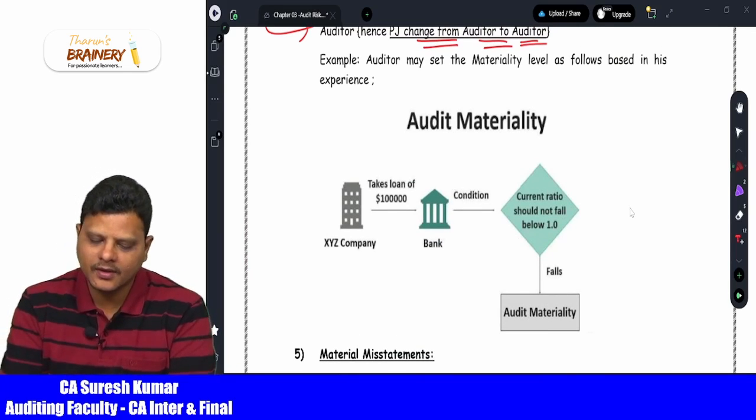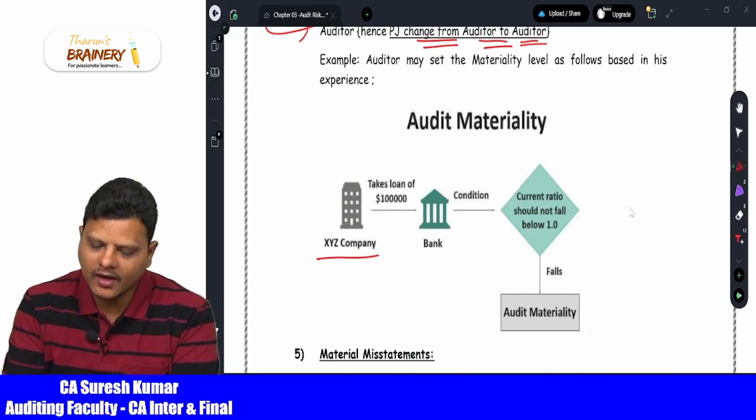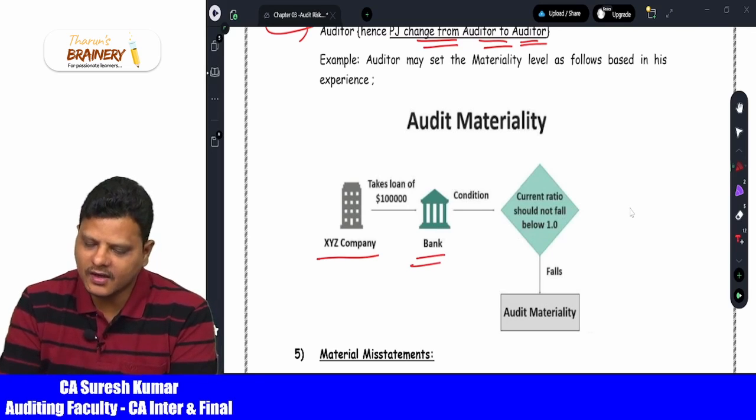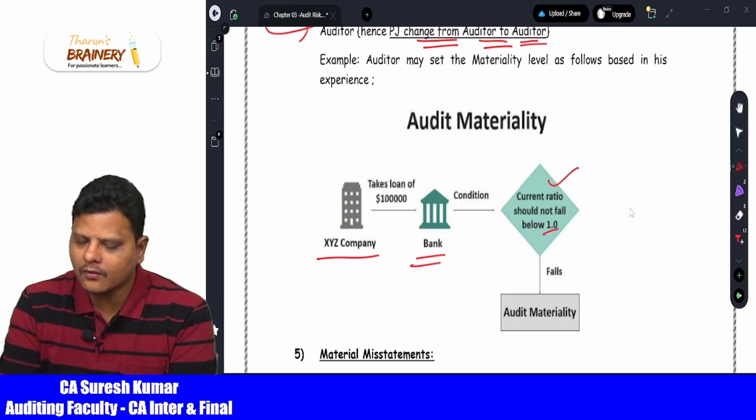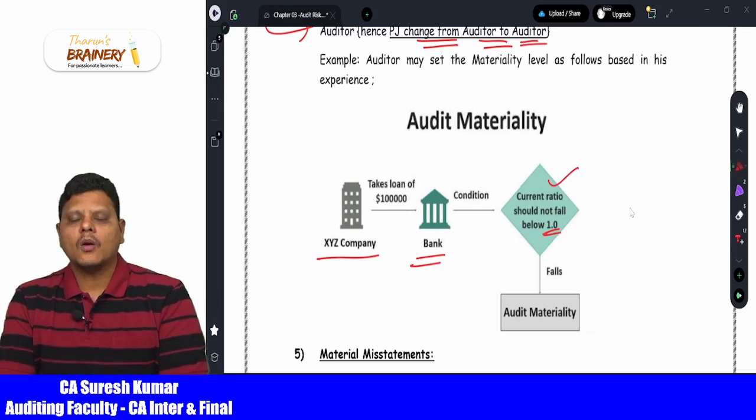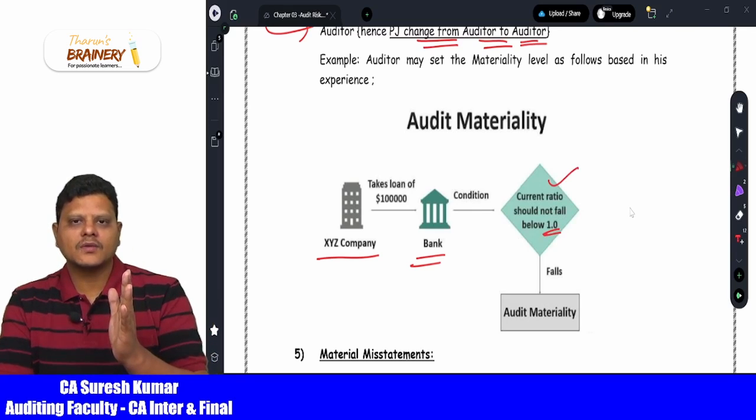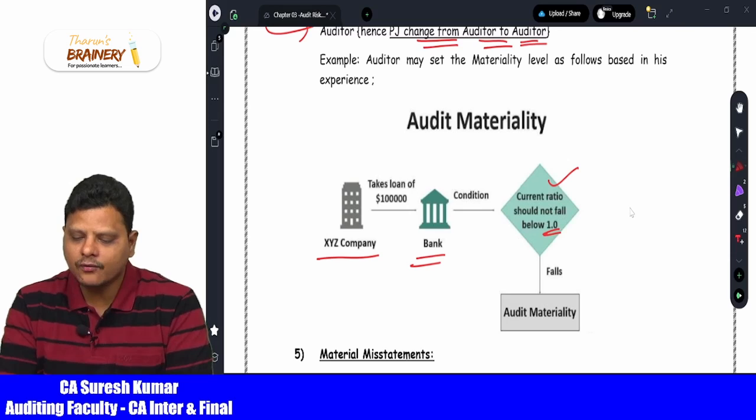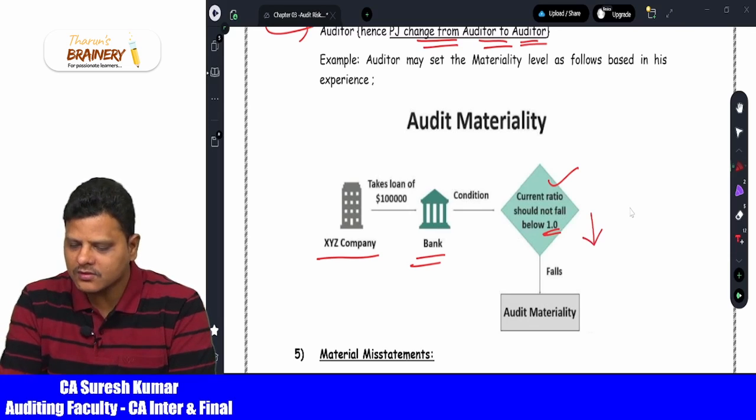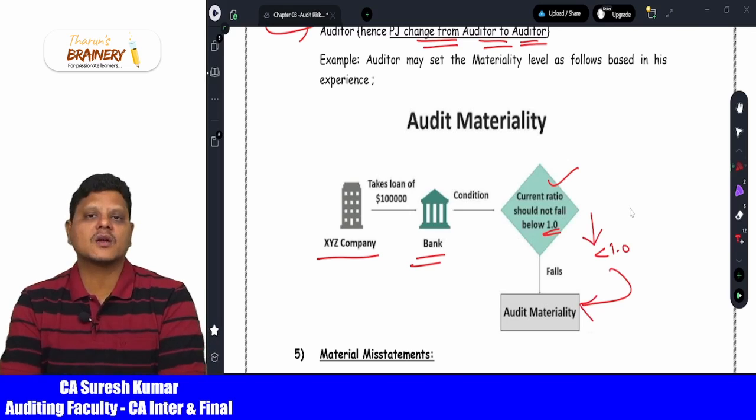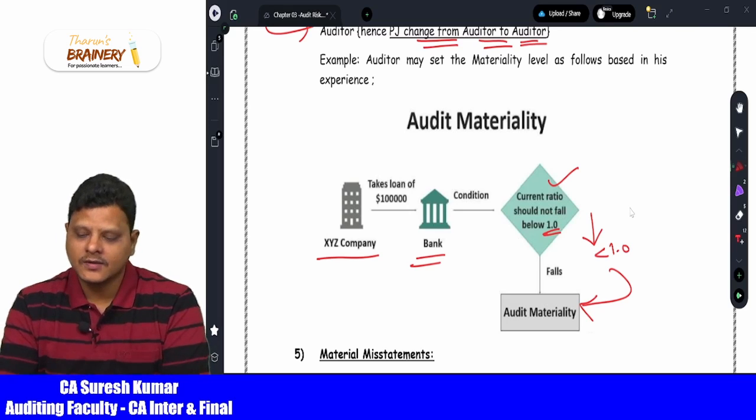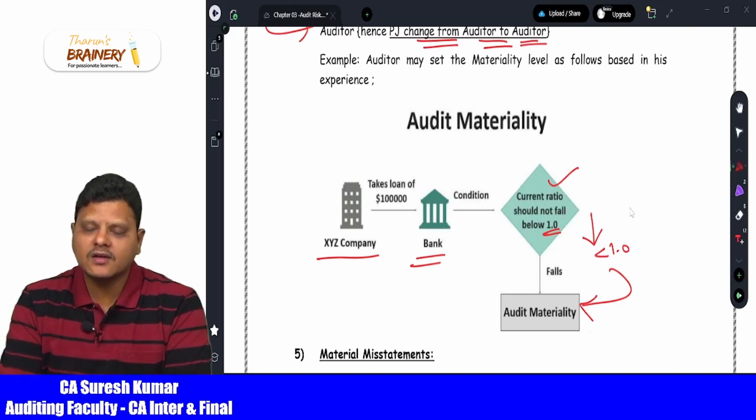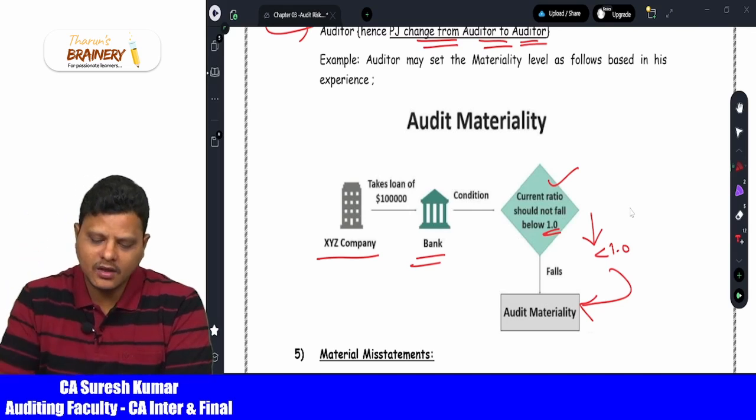Let us take an example. XYZ company took a loan of 1 lakh from a bank based on the condition that the current ratio should not fall below 1. Now, the auditor can set a materiality level, that means a significant level, where if the current ratio falls below 1, he can say that the financial statements are materially misstated. Now, why has he taken a decision like this? It is based on the judgment of the auditor.